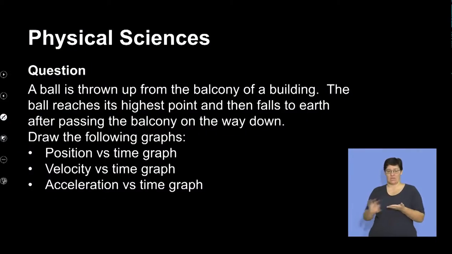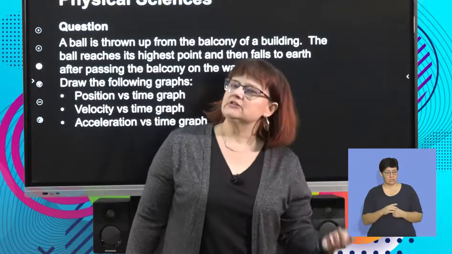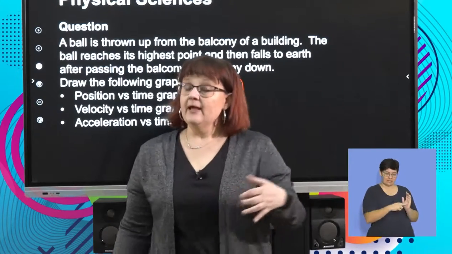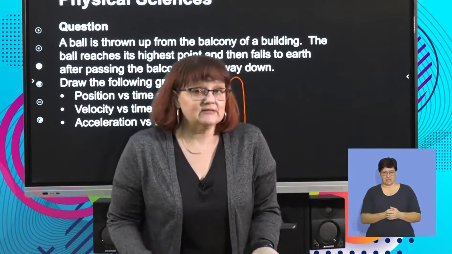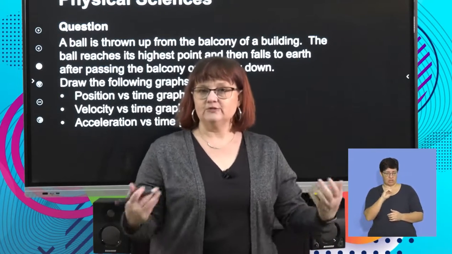I like to draw a little sketch so I know what they're saying. So they're saying to me, I've got a balcony, the ball gets thrown up and then it comes back down. They haven't given me values, they haven't told me anything about that. So what we're doing here is they just want the shape. Now, if I have a choice, I like to take original direction of motion as positive.